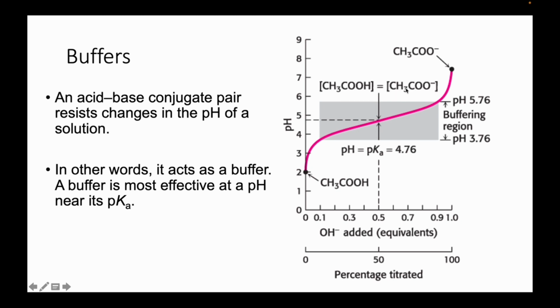So for example, acetic acid has this buffering region from a pH of 5.76 to 3.76. So in that range, it's going to be resistant to addition of acids or bases. You can add acids and bases and the pH is not going to change very much.